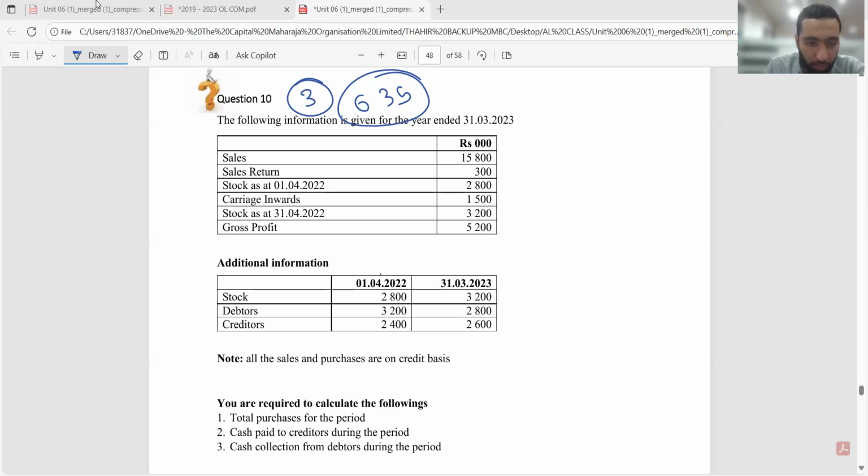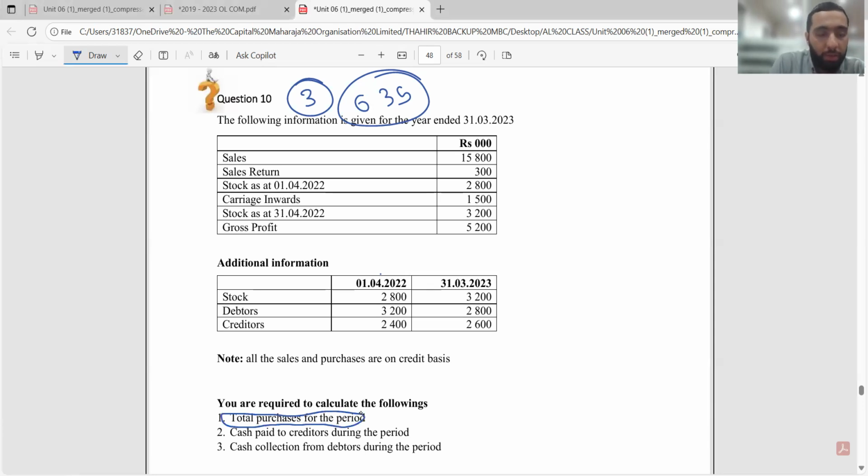Okay. So first of all, what's the first question? Total purchases for the period. How to find the total purchases? Very simple. To find the purchases, you need cost of sales. That is when you can get the opening stock plus purchases minus closing stock is equal to cost of sales, right?